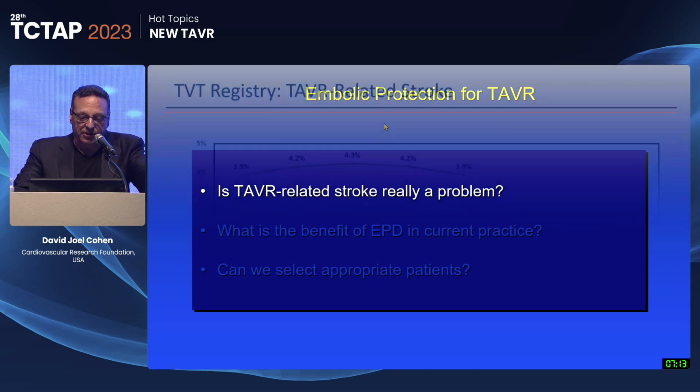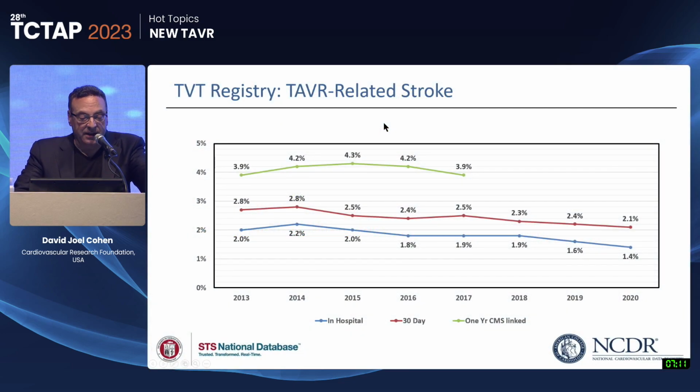So is TAVR-related stroke really a problem? Yeah, I think it still is. These are the data from the TVT Registry in the United States showing rates of stroke over the last 7 or 8 years, and basically the 30-day rate shown here in red and the in-hospital stroke rates are very similar over time. Perhaps there's been a little decline first in 2020, but I don't think we can necessarily attribute that to anything that we're doing other than treating lower risk patients, which is the thing that's increased the most over that time frame.